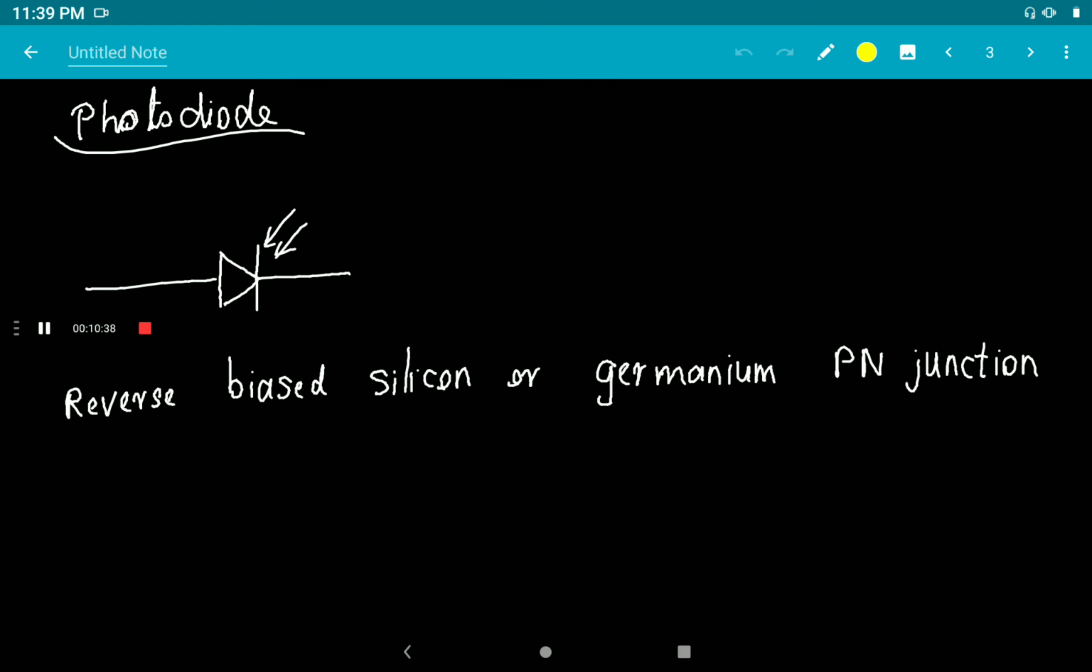That means a photodiode is a reverse biased silicon or germanium PN junction in which the reverse current increases when the junction is exposed to light. That means the reverse current in a photodiode is directly proportional to the intensity of light falling on its PN junction. How does it happen? When the light falls on the PN junction, the energy is transferred from the photons in the light to the atoms in the junction.